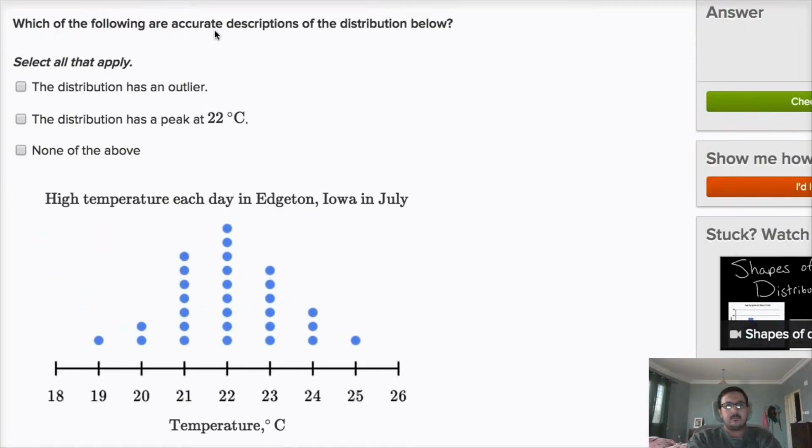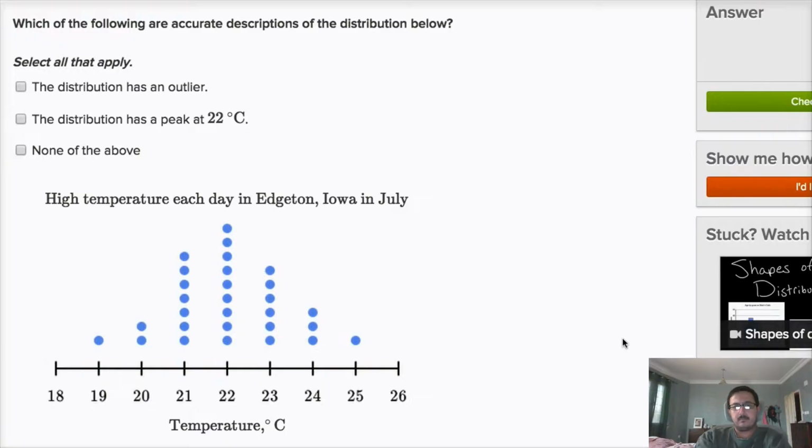Which of the following are accurate descriptions of the distribution below? And once again, we're going to select all that apply. So the distribution has an outlier. So let's see, this distribution, I do have a data point here that's at the high end, and I have another data point here that's at the low end, but I don't have any data points that are sitting far above or far below the bulk of the data.